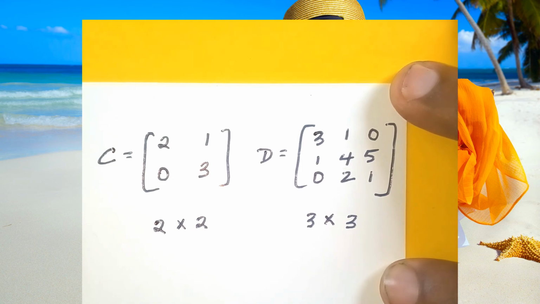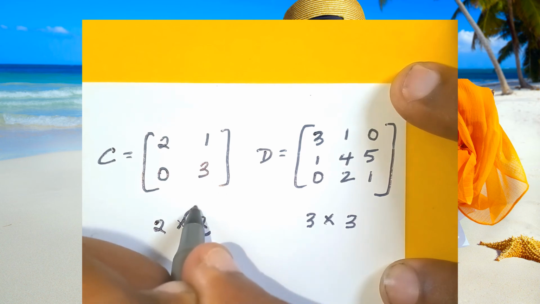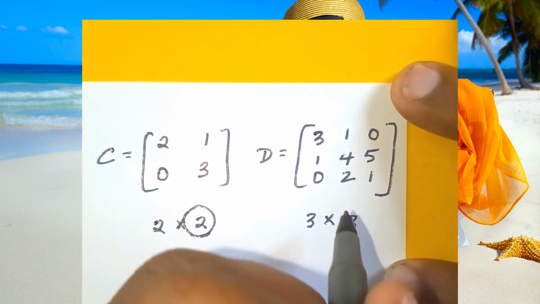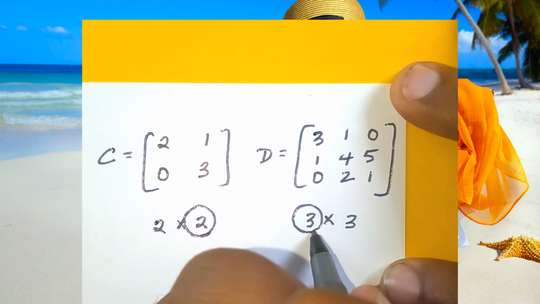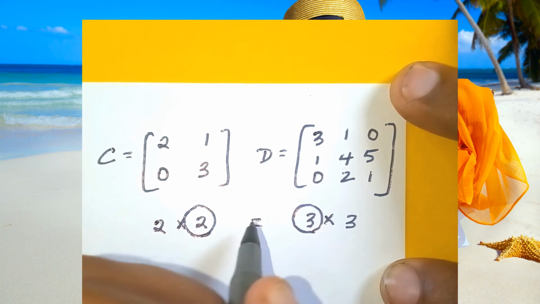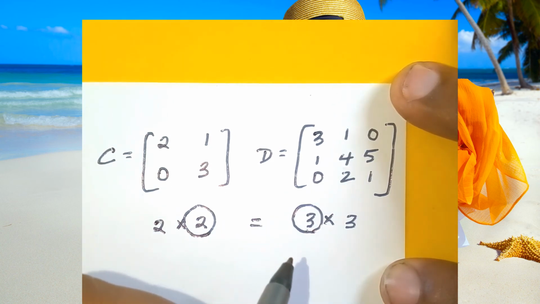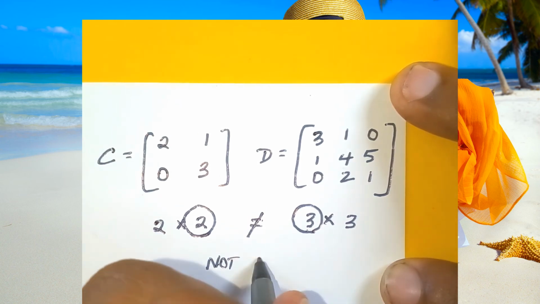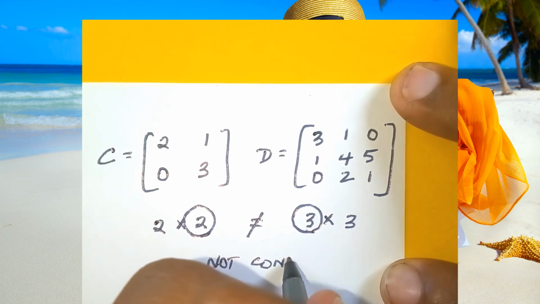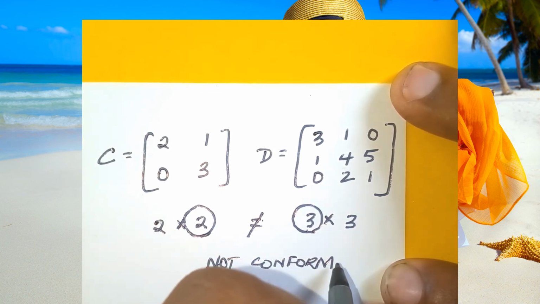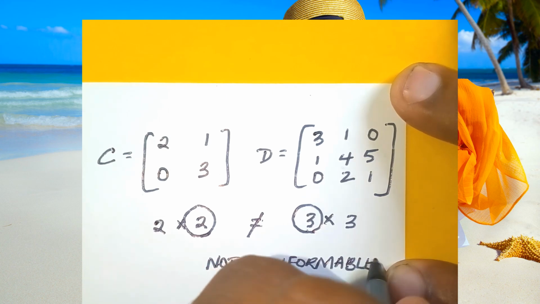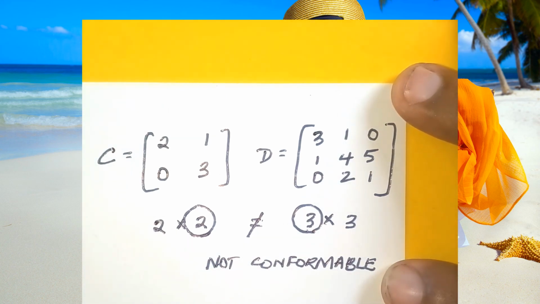To test whether they are conformable, we have to look at the number of columns in the first matrix and the number of rows in the second matrix and see if they're equal. Is 2 equal to 3? Obviously not. So these are not conformable. They're not fit to do operations such as addition, subtraction, multiplication, etc.